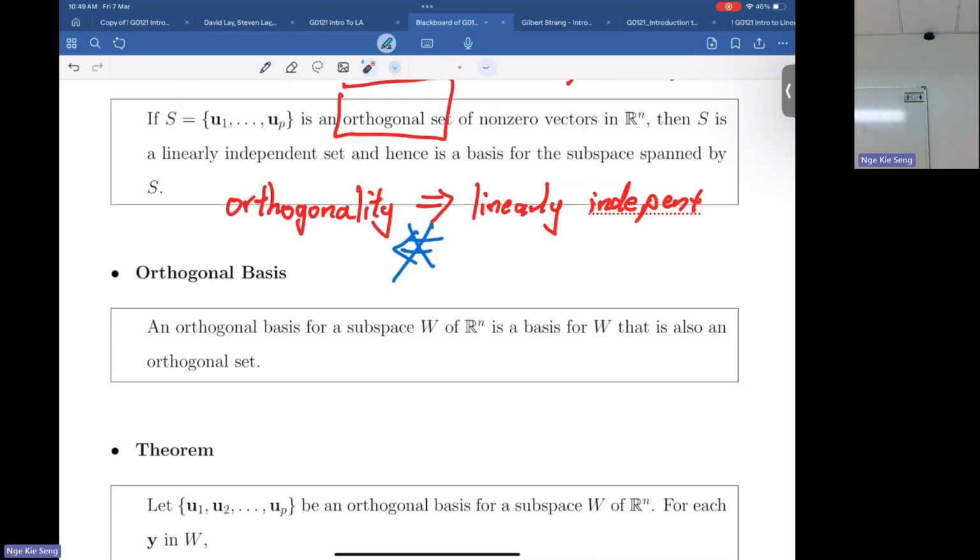Next, an orthogonal basis for a subspace is a basis such that it is an orthogonal set. This is what we define as an orthogonal basis. So you have a basis, and then you check their dot product between two vectors, and it is always zero. So we call it an orthogonal basis. Very intuitive.